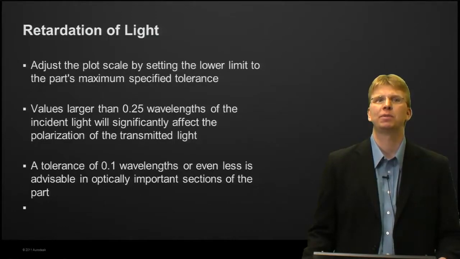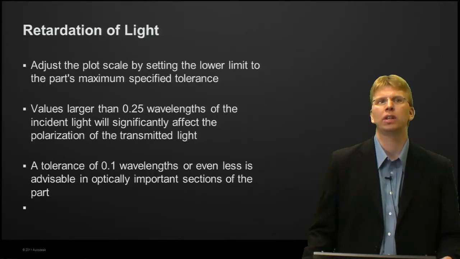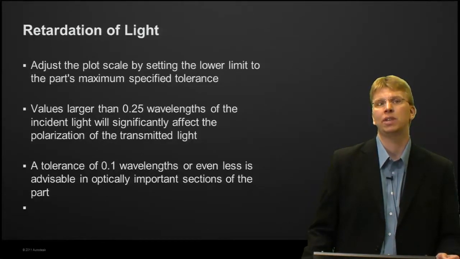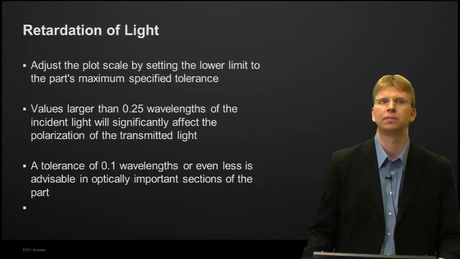A couple of tips when looking at the retardation of light result. Go in and adjust the plot scale by setting the lower limit to the part's maximum specified tolerance. For instance, values larger than 25% of the wavelength of the incident light will significantly affect the polarization of the transmitted light. A tolerance of 10% of the wavelength or even less is advisable in optically important sections of the part.